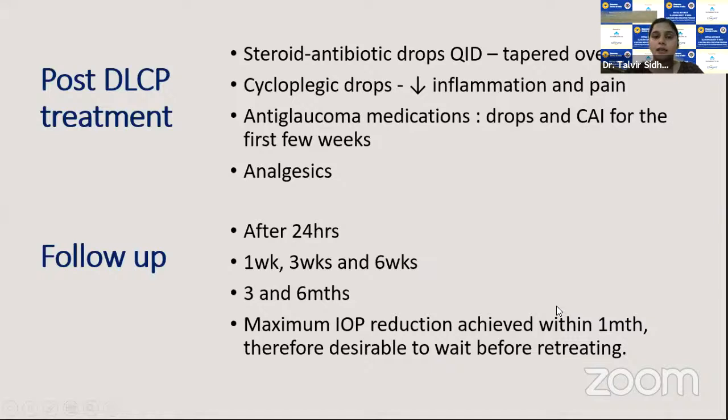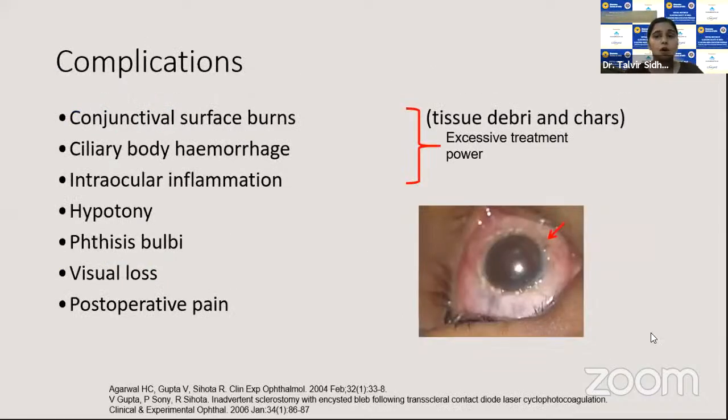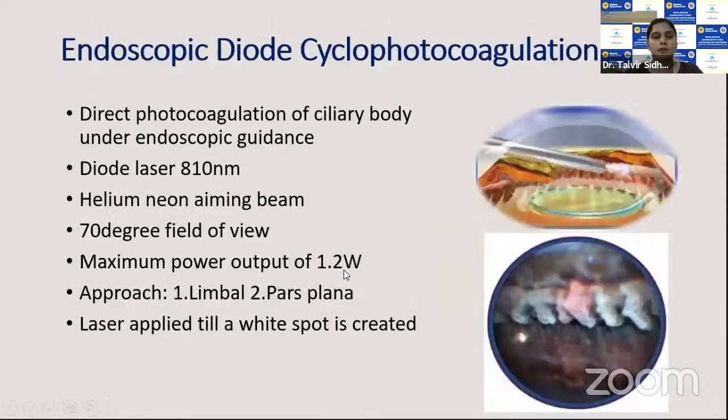Post-operatively, steroids and cycloplegics have to be given, and it is very painful. Even in children, when you're doing DLCP on table, the block should be given. IOP reduction is usually seen in 1 month. Over time, tapering of drugs should be done. Complications are usually surface conjunctival burns, and ciliary body hemorrhage or intraocular inflammation can happen.